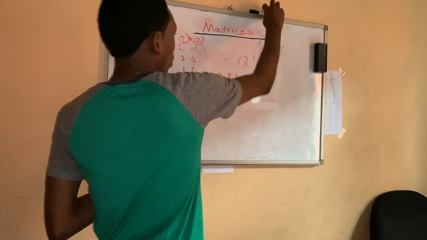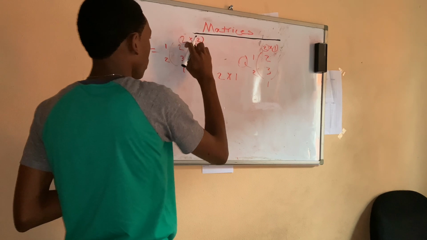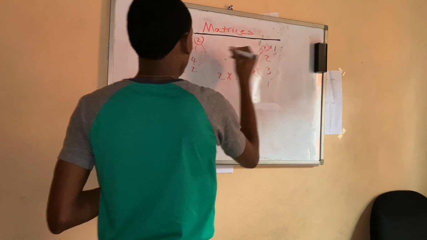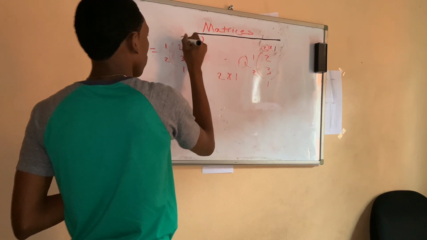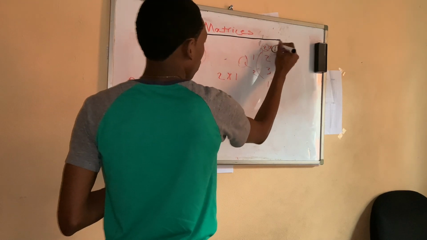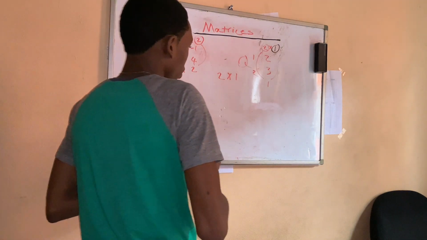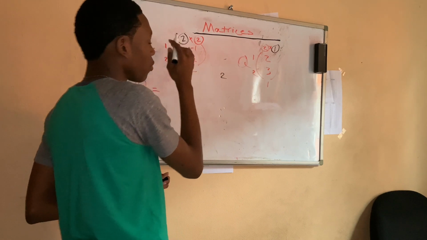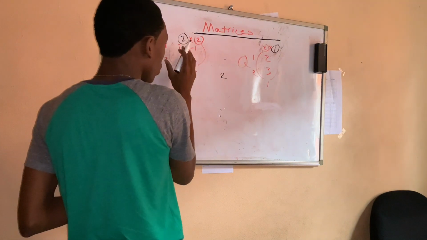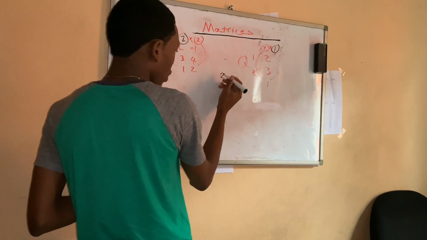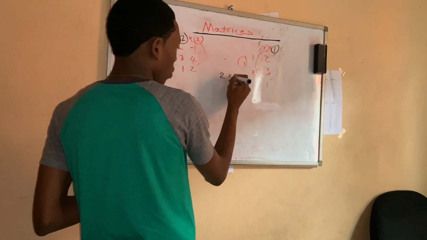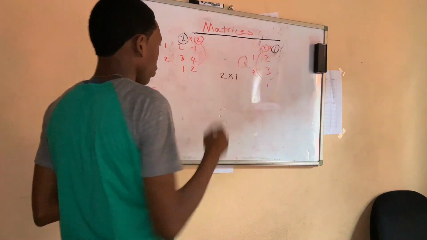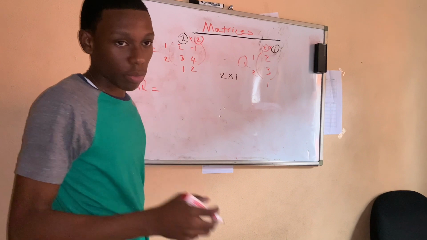Let me mark it with a black marker. Let's see the difference. These numbers outside are the ones that give you the result. You read the first matrix first, which has 2 rows, and the second has 1 column. So your result is going to be a 2 by 1. Let's start the multiplication now.